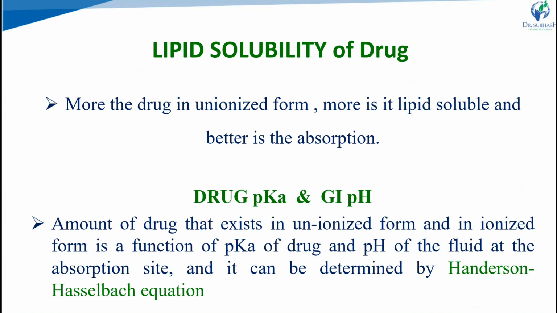Drug pK, the dissociation constant or ionization constant, depends on the pH. With a change in the pH, the dissociation or ionization constant changes. So the amount of drug that exists in unionized form and in ionized form is a function of the pK of the drug and the pH of the biological fluid at the absorption site. If the drug is at a particular pH, it goes for ionization depending on that pH, and for absorption of the drug we require the unionized form, because unionized drug easily crosses the cell membrane by passive diffusion. It can be determined by the Henderson-Hasselbalch equation.